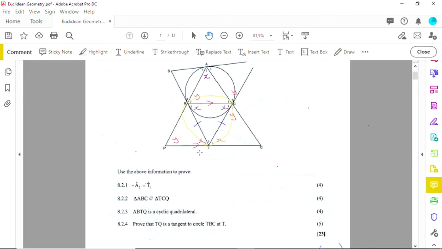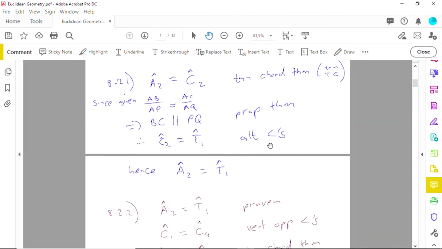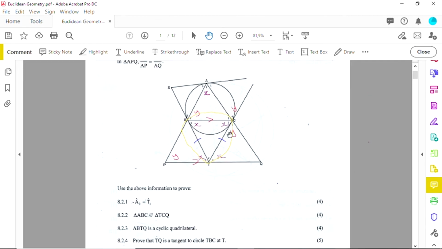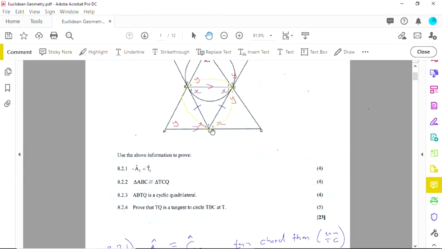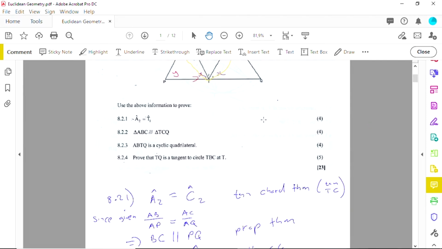So that has been proven, and we have not shown that these two are the same. You can just say that TB is equal to TC. And this is because of tangents from a common point. We spoke about this last time, that these two tangents are from a common point T. Therefore, these two lines are the same. Therefore, B3 is equal to B2.